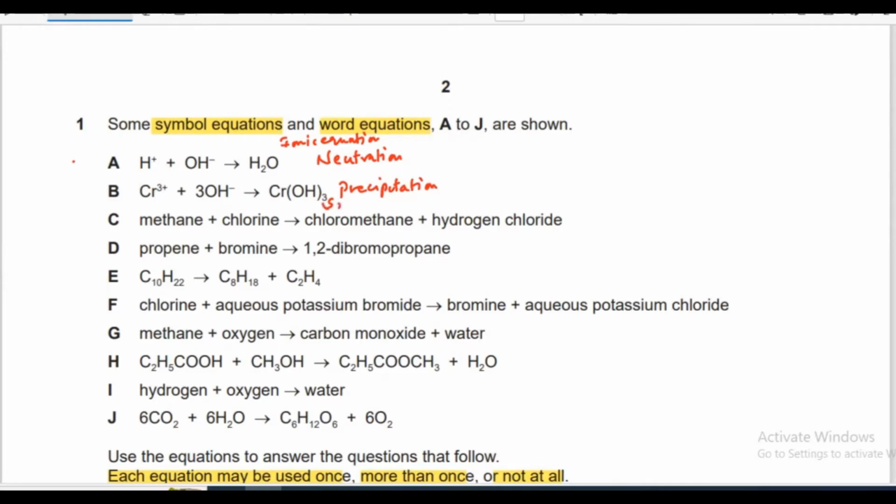Methane plus chlorine gives chloromethane plus hydrogen chloride. This happens in the presence of UV light, and this is a substitution reaction. Propene plus bromine gives 1,2-dibromopropane, and this is an addition reaction. Alkenes always show the addition reaction in which you will get a single product. When a compound is broken down into alkenes and alkane, this is cracking.